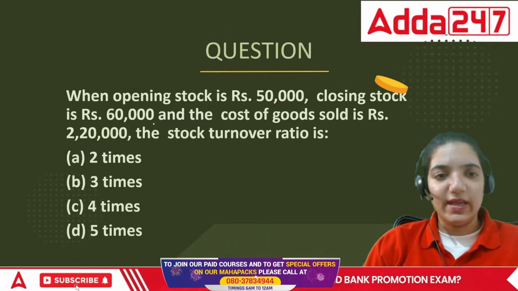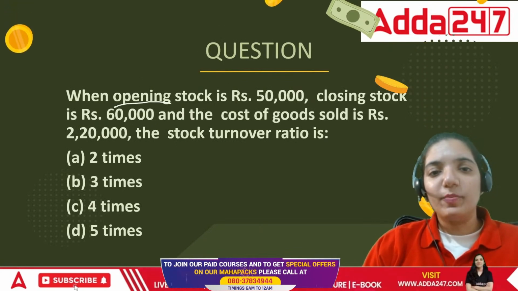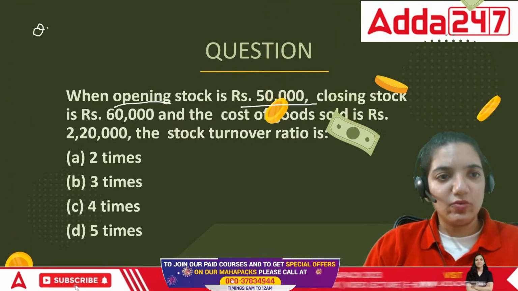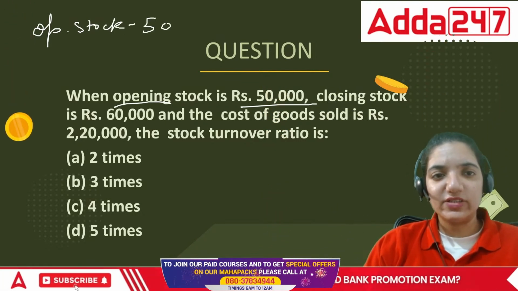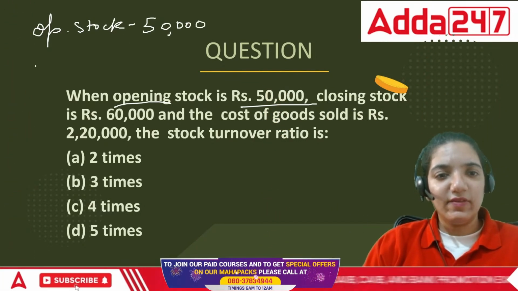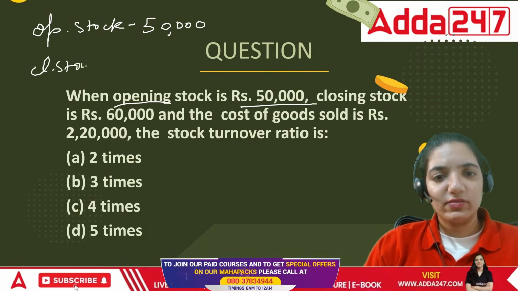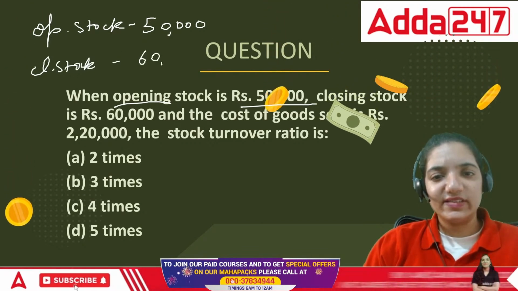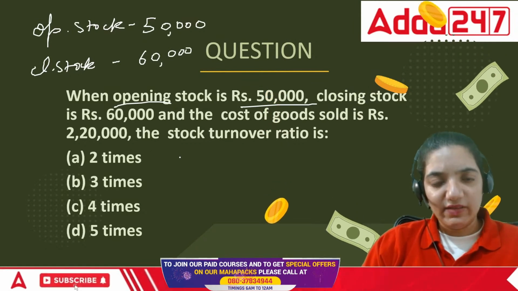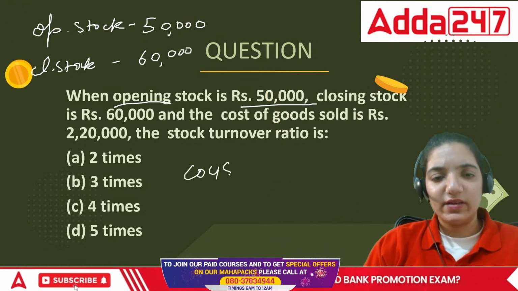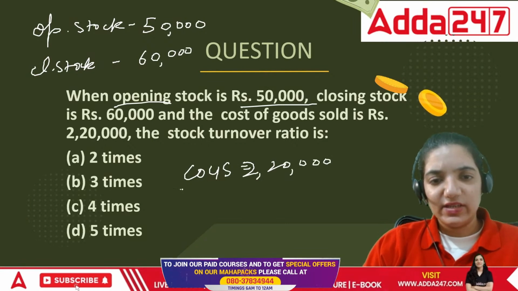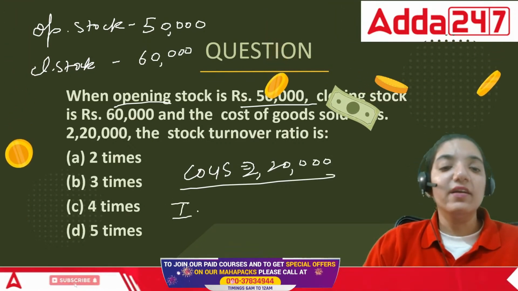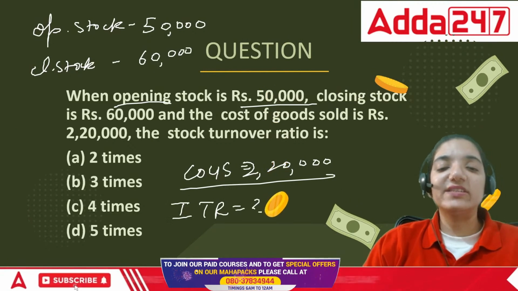Okay. Here comes the next question. The opening stock is 50,000. We have a closing stock of 60,000. And they've also given the COGS, everyone. COGS is equal to 2,20,000. What is your STR? In actual, now its name is ITR.